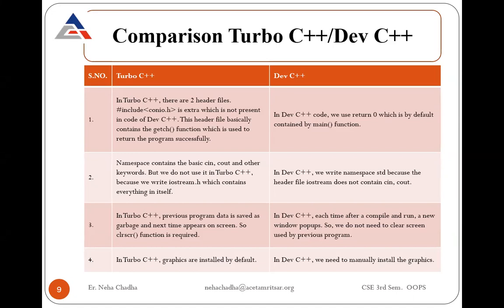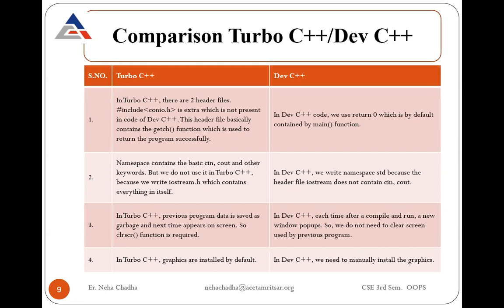In Turbo C++, previous program data is saved as garbage and appears on screen the next time, so a clear screen function is required. clrscr, that is clear screen. CLR stands for clear, SCR stands for screen. This function is required when you are going to clear your previous output. It will become clearer when we go with the implementation of the problem.